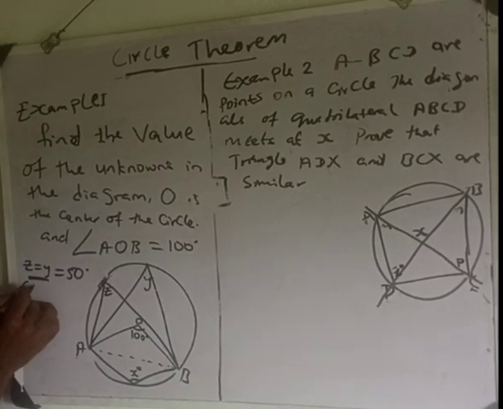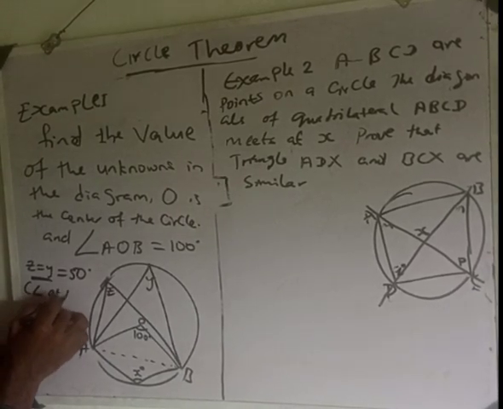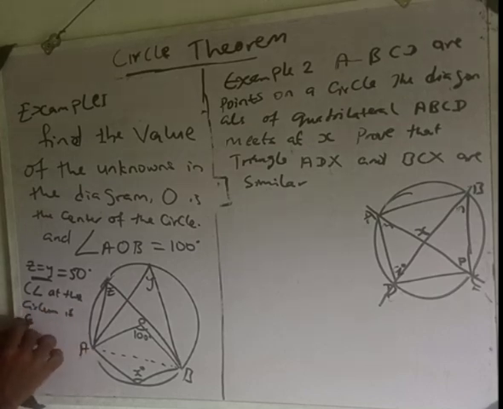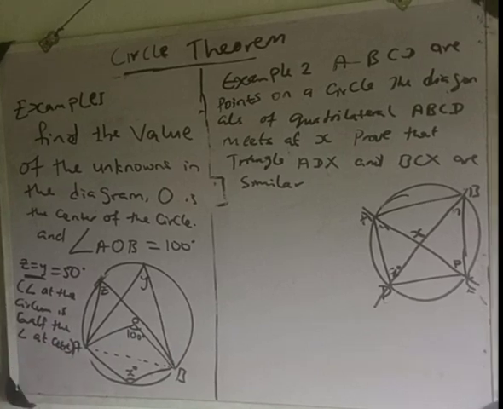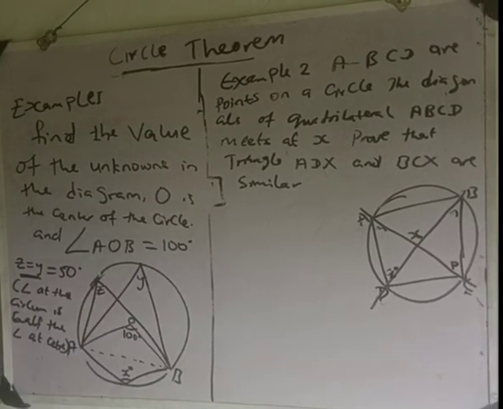And we can put in bracket: angle at the circumference is half the angle at center. That's just it. Is that okay? That's just it. So that's for Z and Y.